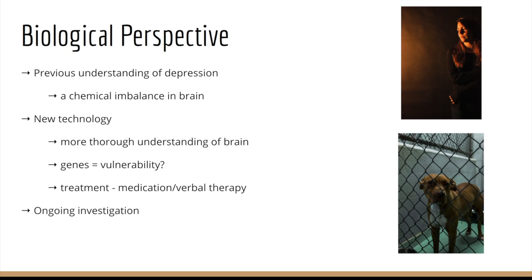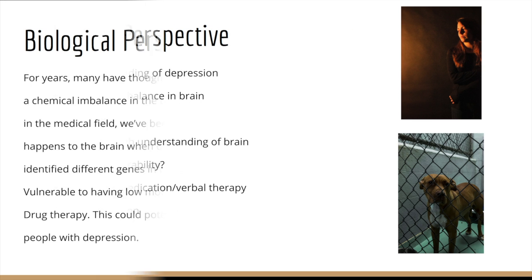Scientists have thought for many years that depression was just the cause of a chemical imbalance in the brain. But with recent advancements in technology over the past few years, we've seen more of what's actually going on inside the brain when somebody gets diagnosed. Scientists have been able to identify different kinds of genes in the brain that can make others more vulnerable to having low moods. This can also influence how they respond to different types of drug therapies and could potentially help us in the long run when treating people diagnosed with depression.